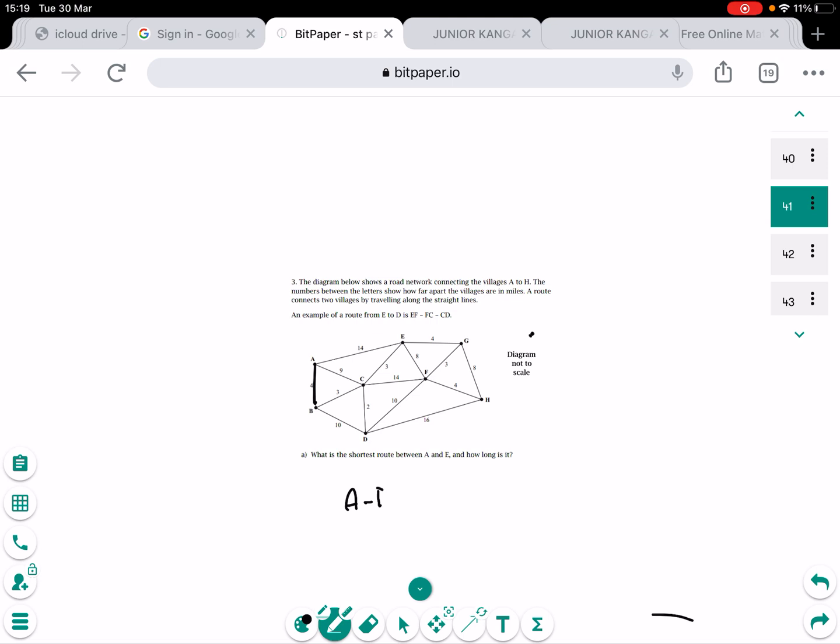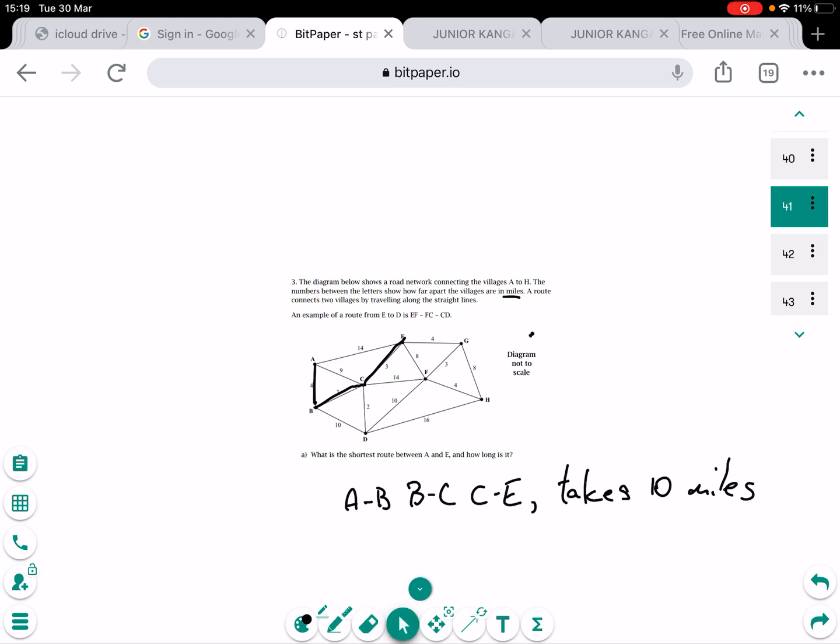So A to B, B to C, and C to E, and it takes 4 plus 3 plus 3 equals 10 miles, because it says miles here. And so the route is this. So it's way faster than 14 because it's 4 miles less. And I don't think you would like to go just 9 and 3 because that's 2 miles longer. So this is the shortest solution.